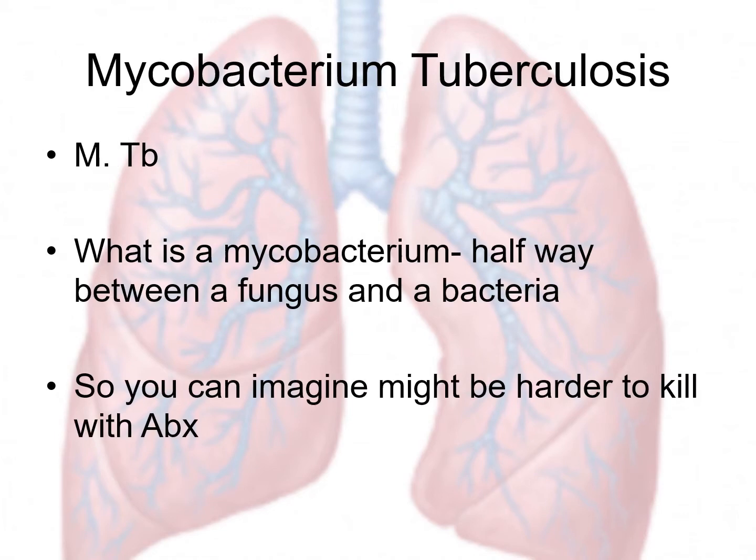Mycobacterium tuberculosis, MTB. Again, a mycobacterium is halfway between a bacteria and a fungus. Mycoplasma, sort of halfway between a virus and a bacteria. Mycobacterium, halfway between a bacteria and a fungus. So much more difficult to kill. Fungi have an incredibly thick cell wall, and it's much more difficult to kill them.